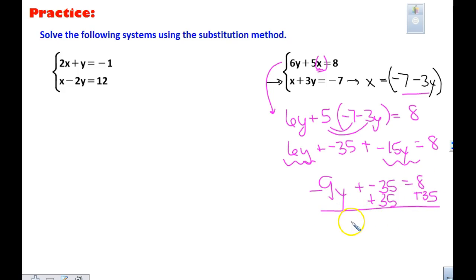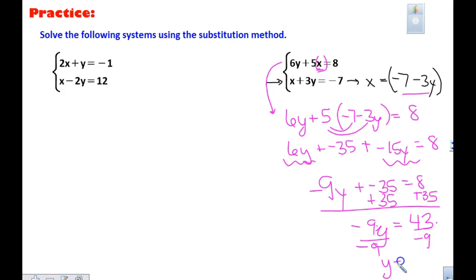And Aaron, when we added those, or Bashir, when we added those, you writing with us? Yeah, good. What'd you end up with? 43. So we get negative 9y is equal to 43. So, is this going to turn out nice? No. Divide both sides by negative 9.